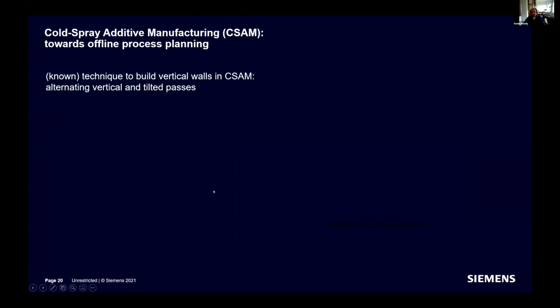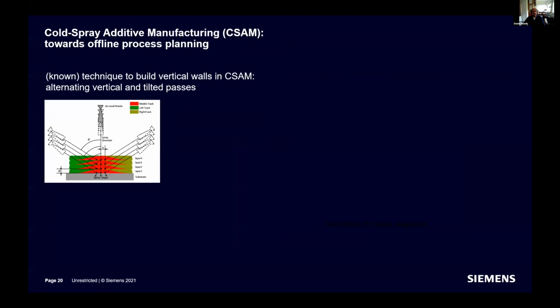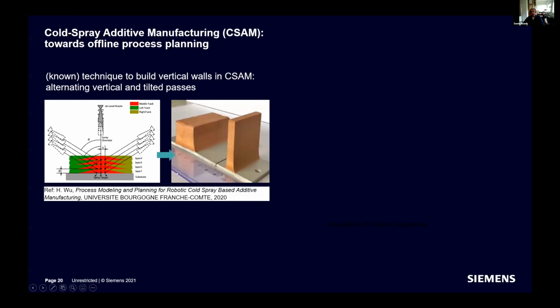But to build parts, you need to have some process planning. A known technique to build, for example, vertical walls in cold spray additive manufacturing is to do alternating vertical and tilted passes. So you have pass number 1, which is vertical, and then you tilt to one direction, then you tilt to the other direction, and then you repeat. If you repeat it several times, you build a wall. And once you can build a wall, you can build components. So this is like the elementary cell of everything.